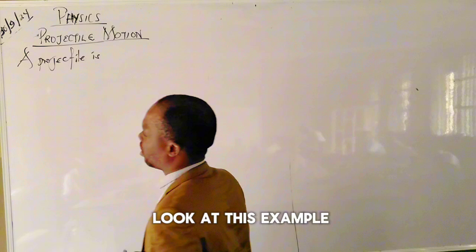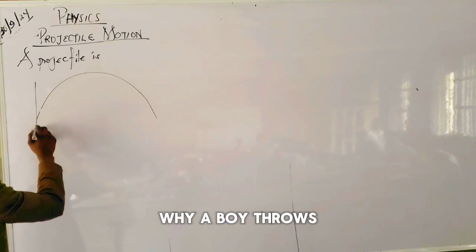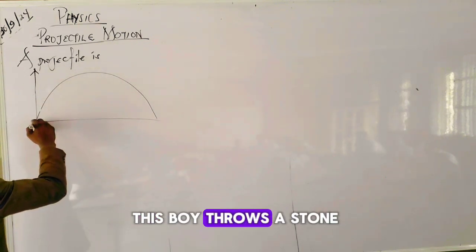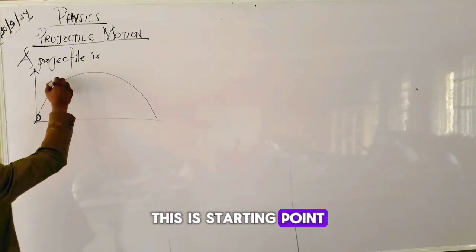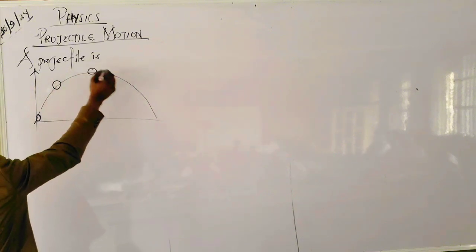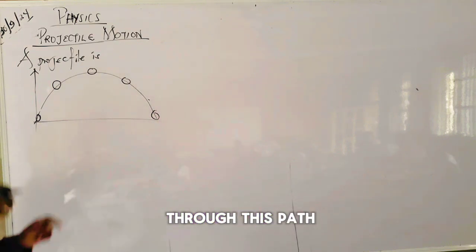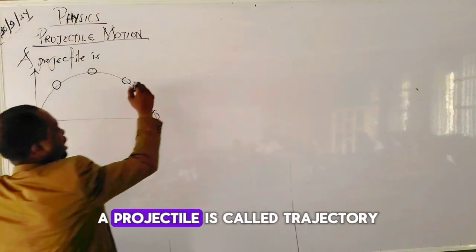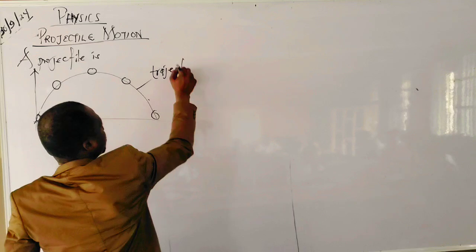So let's look at this example. When a boy throws a stone, or let's say a catapult, this is the starting point. The catapult goes through this path. The path taken by a projectile is called the trajectory.